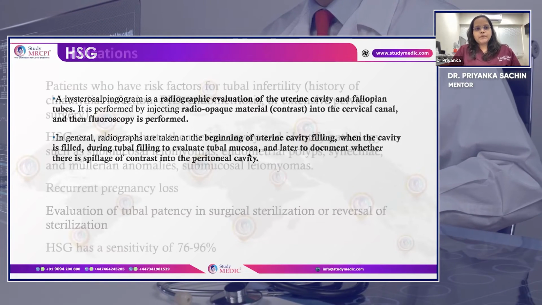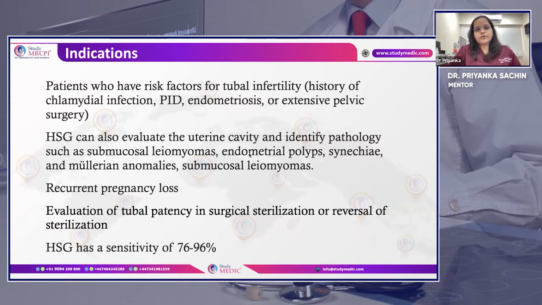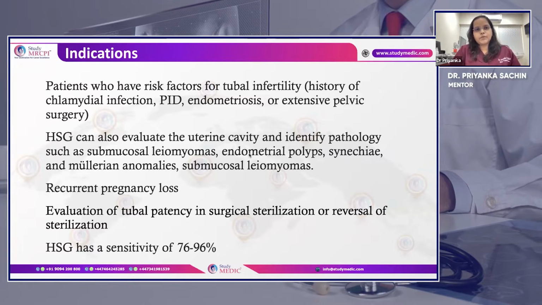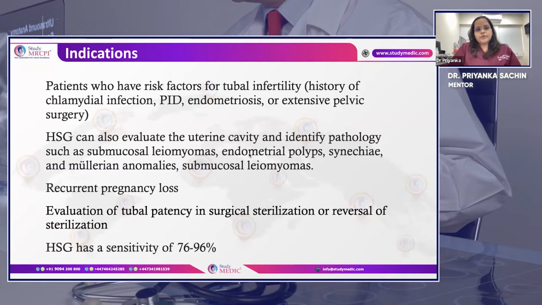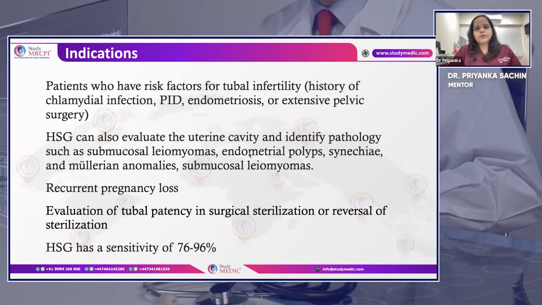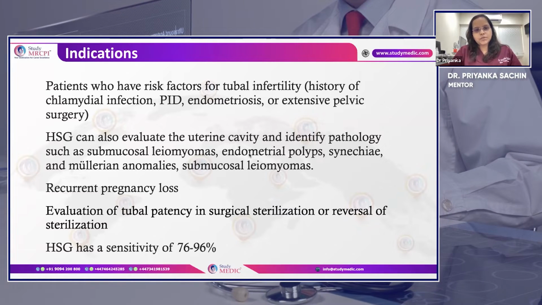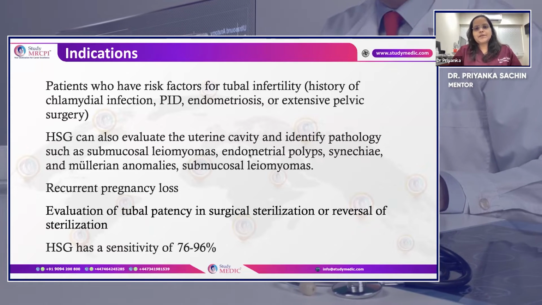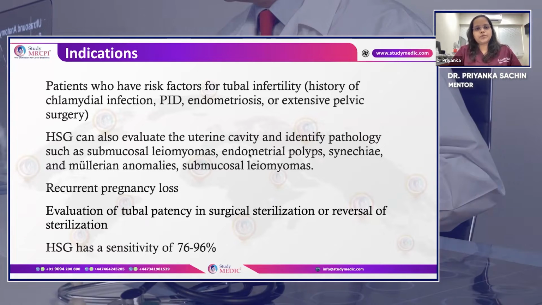So this is HSG. What are the indications of HSG? HSG is used for a number of reasons, but the main indication is the evaluation of tubal infertility. This is for cases of infertility where tubal factor is suspected, like if there is a history of chlamydial infection, PID or endometriosis, which can cause adhesions and tubal block, or a history of extensive pelvic surgery, where adhesions are anticipated and can lead to distortion of the tubal anatomy.